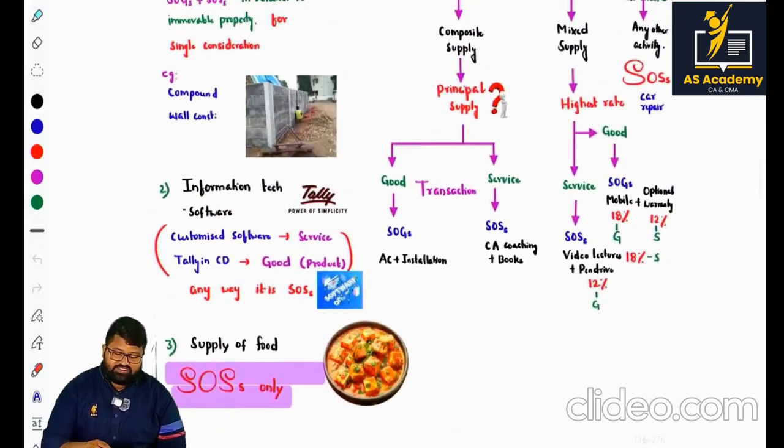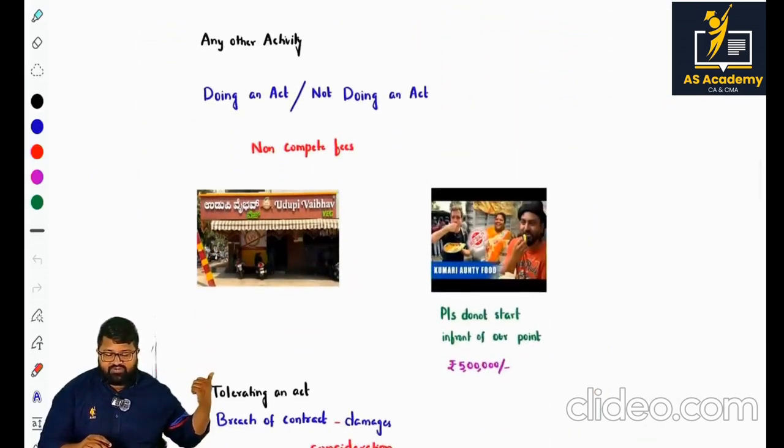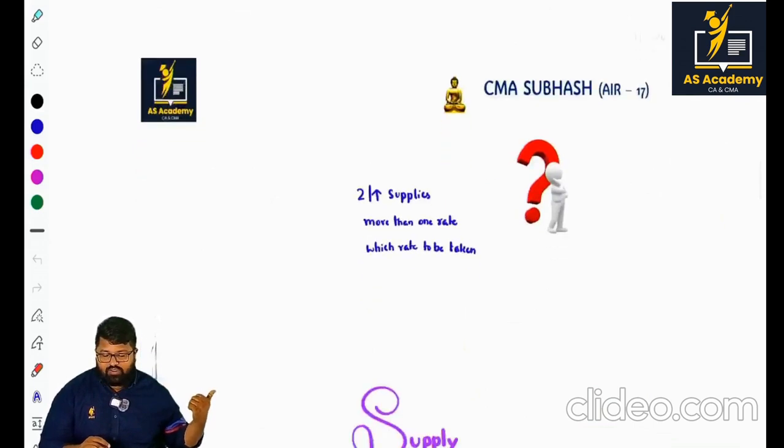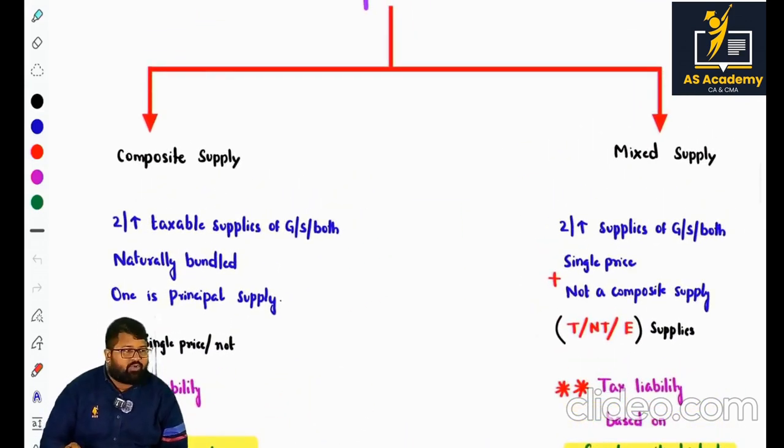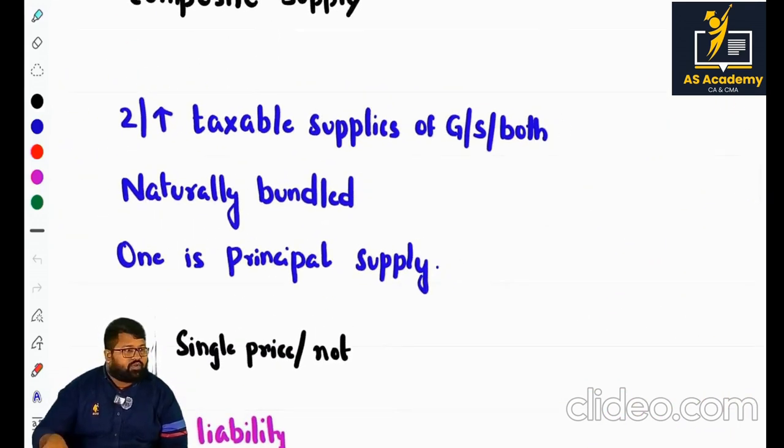Okay. Next, let us go directly to the other part. What is the other part? Composite supply and mixed supply. Sir, what is composite supply? Composite supply, what are the keywords? Two or more taxable supplies of goods or services or both. How are they bundled? Naturally bundled. And one is the principal supply.